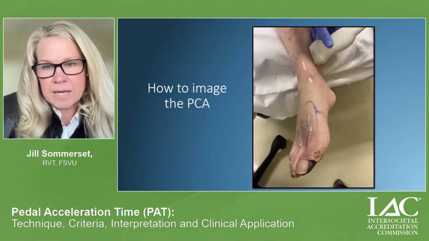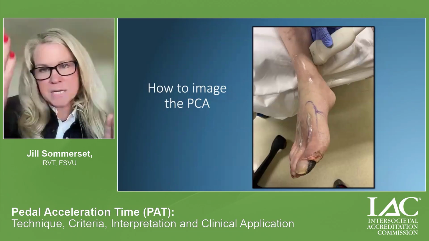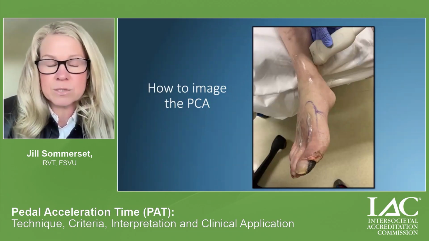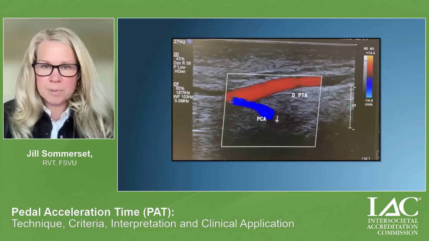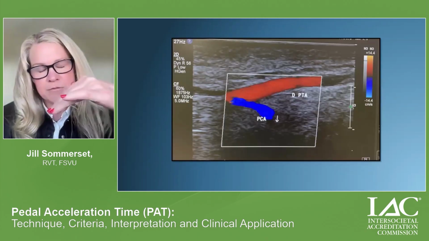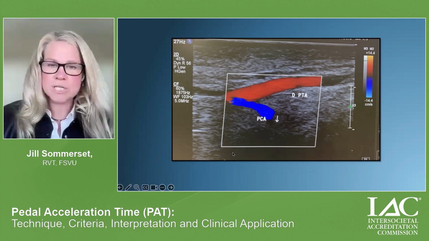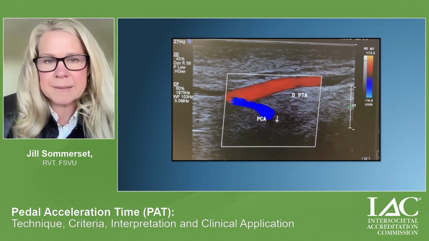Now, for the posterior communicating artery, it's the same technique, just on the medial side. So 2 finger breadths above the medial malleolar bone. And you're going to image the posterior tibial artery, and you'll see this nub of flow, which is the posterior communicating artery. And the peroneal artery will just lay deep like we normally see it.